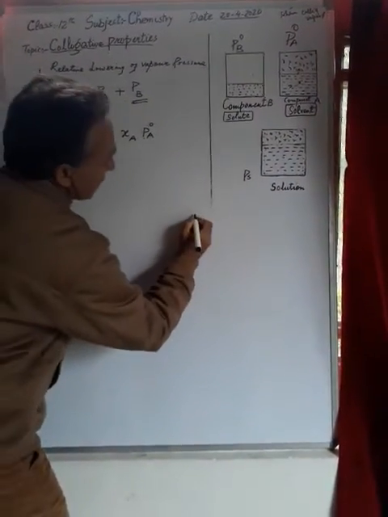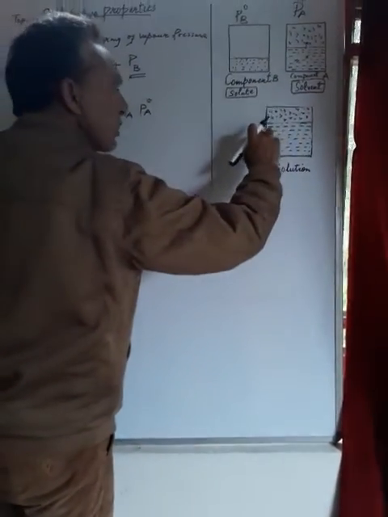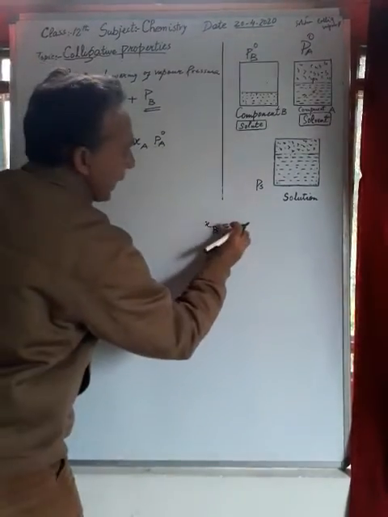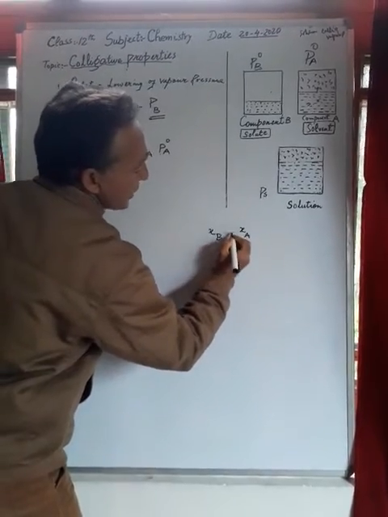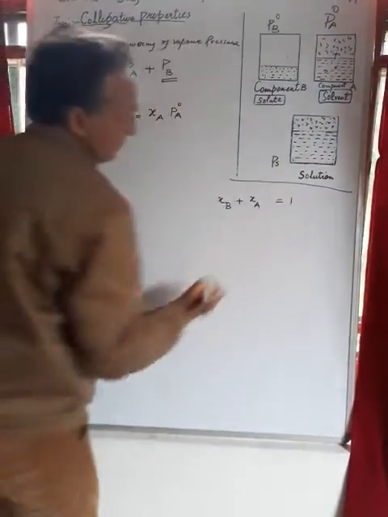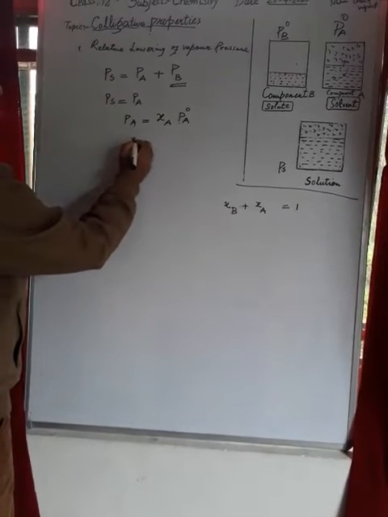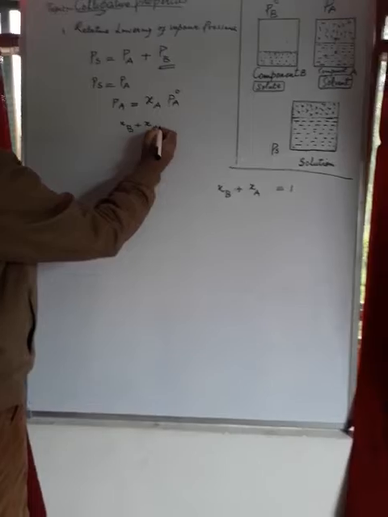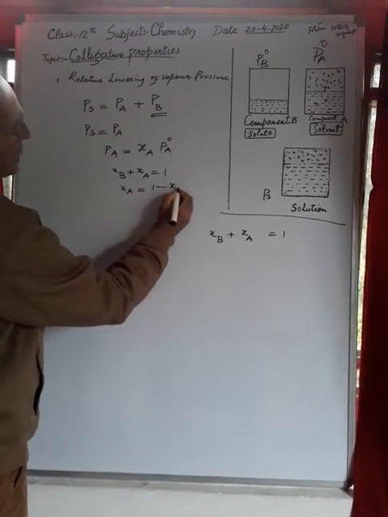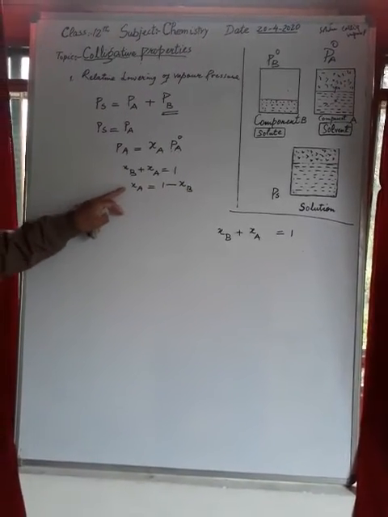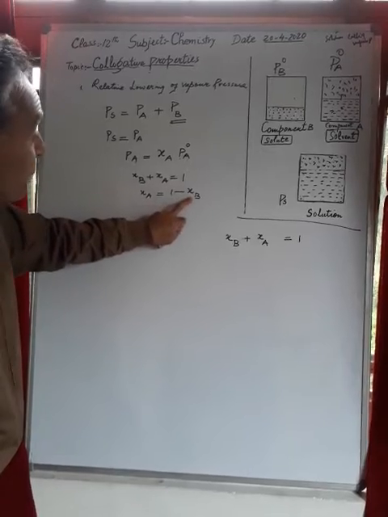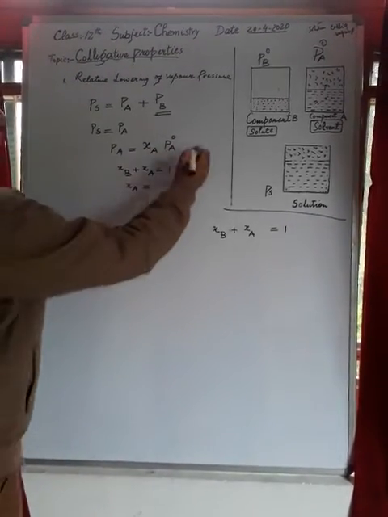Again, we know that if we have a solution of the solute and the solvent, suppose XB is the mole fraction of the solute and XA is the mole fraction of the solvent. The sum of the mole fractions in a solution is always equal to 1. From this, XB plus XA is equal to 1, so we can write XA is equal to 1 minus XB. XA is the mole fraction of the solvent, and XB is the mole fraction of the solute, and we will put it in this equation first.